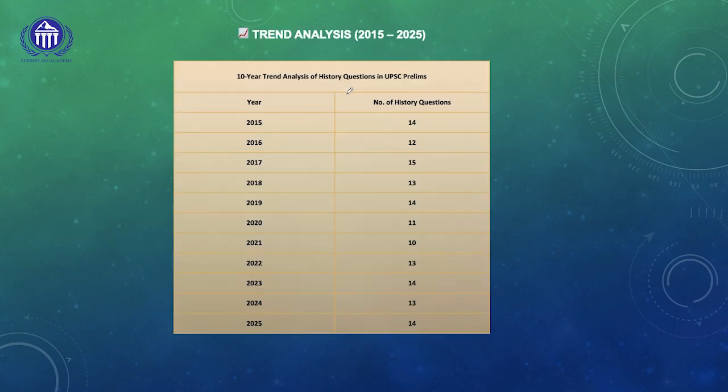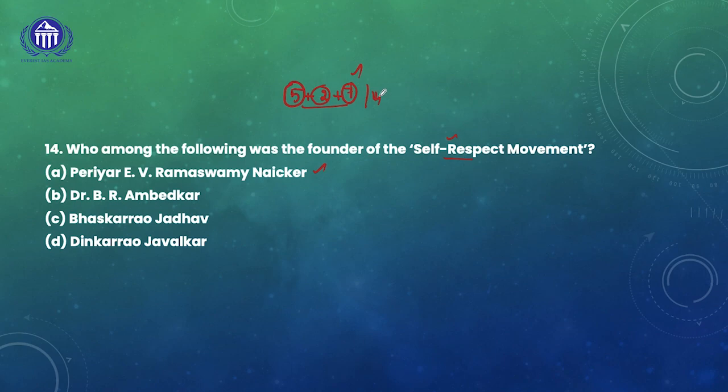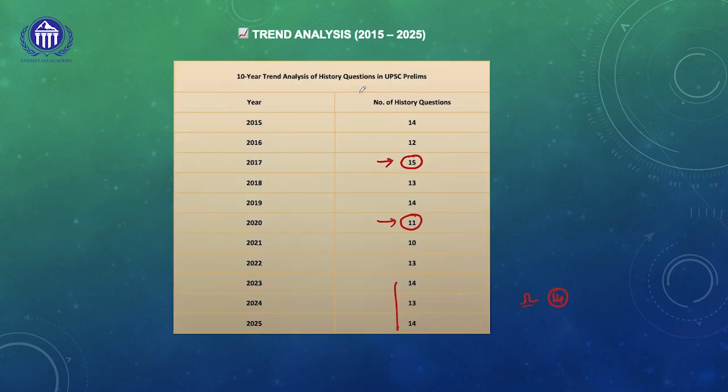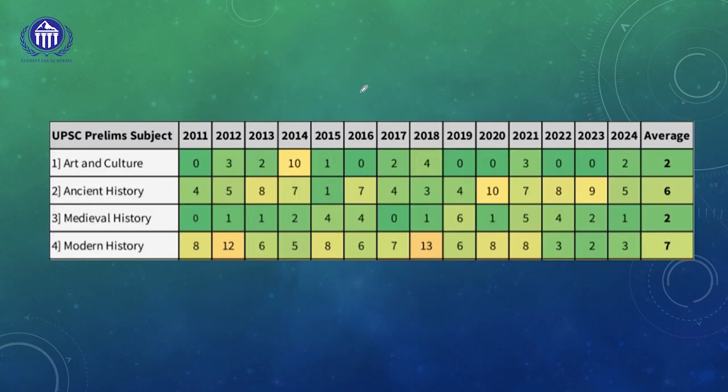2026. And even if you look at the trend analysis of the last 10 years, from 2015 to 2025, the maximum number of questions is 15, asked in 2017. The minimum number of questions from the history segment is 11, asked in 2020. Otherwise, in the last 3 years, a minimum of 14 questions have consistently been picked from the history segment. That's what has been asked this year as well. So in these 14 questions, as I said already, give maximum weightage to modern, then ancient, and finally medieval India.